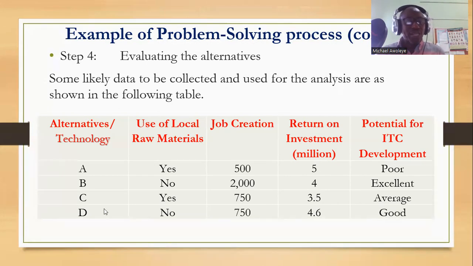Now you try another alternative, D, using technology D. Use of raw materials is also no. Job creation is also fair. Return on investment, it's good enough. And then the potential for ITC is also good. Now you look at this situation. The scenario we're trying to paint here is that these are difficult situations.